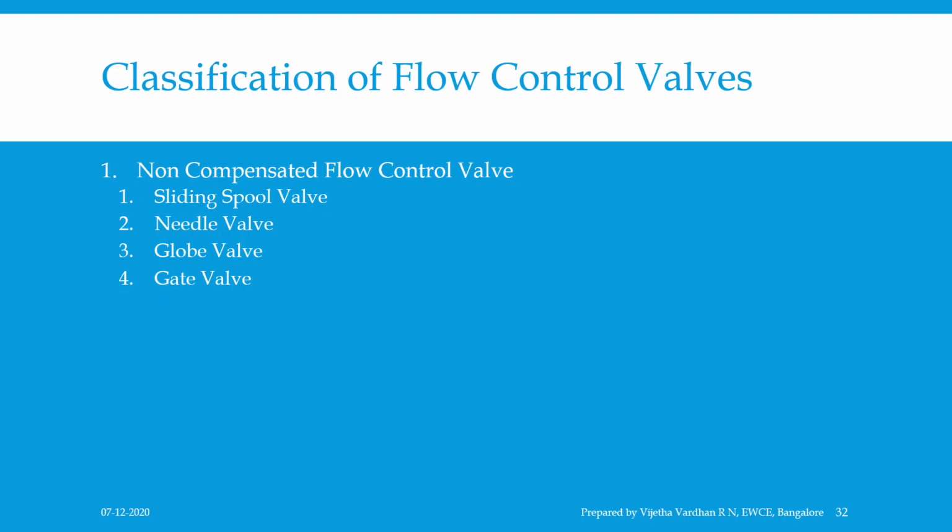As pressure varies, flow rate also varies. Similarly, as temperature of fluid varies, its viscosity varies, which affects the flow rate. Non-compensated flow control valves are those valves in which the flow rate varies due to variation in pressure and temperature for a given orifice opening. These valves are simple variable orifices, and the different types of non-compensating flow control valves are sliding spool valve, needle valve, globe valve, and gate valve.